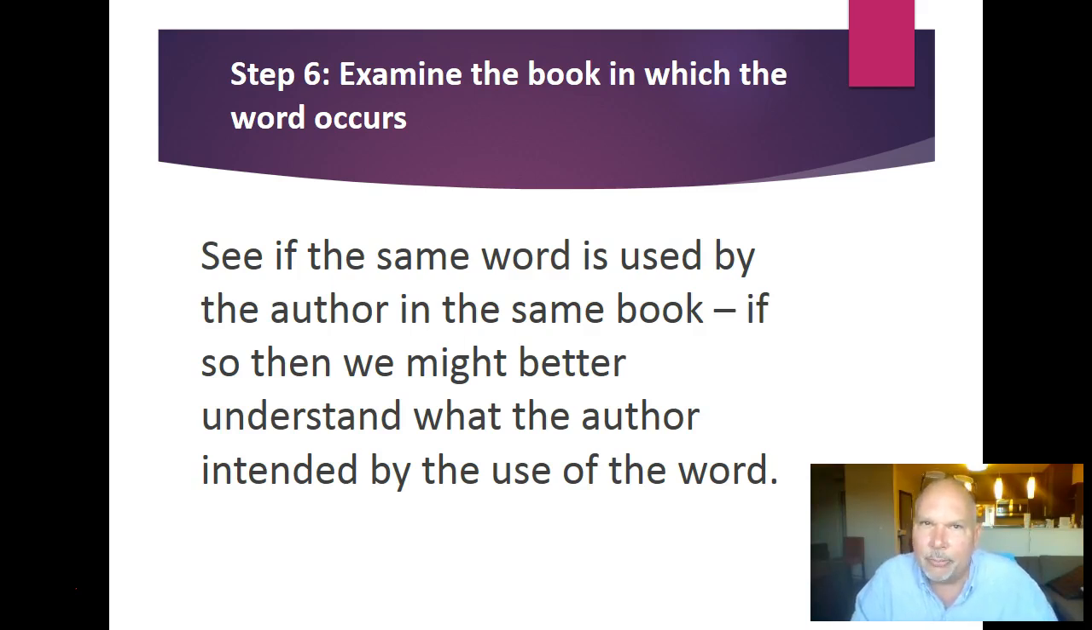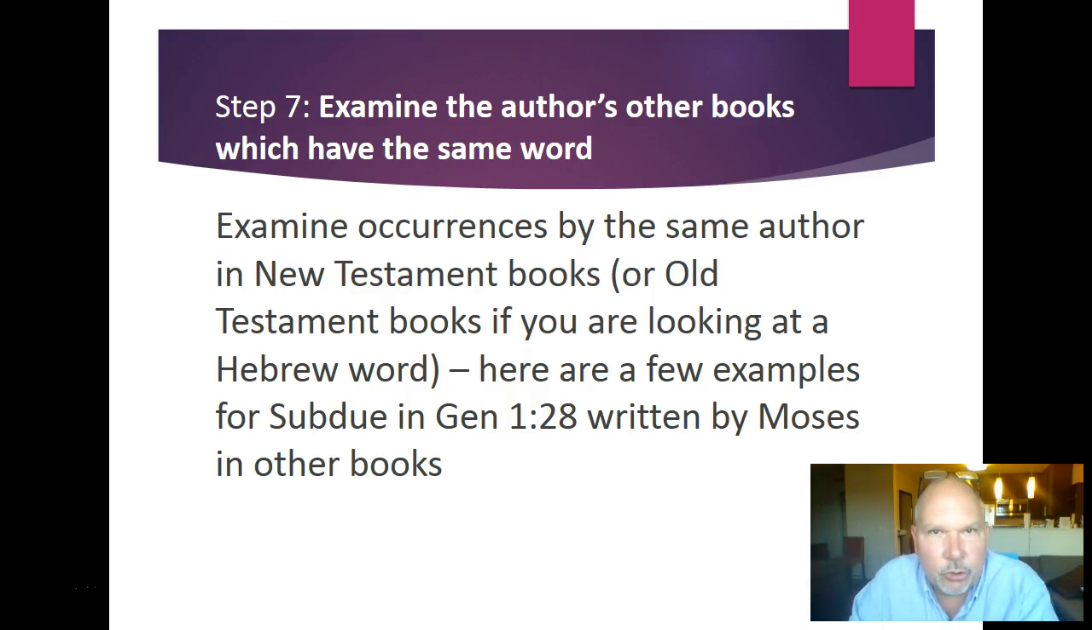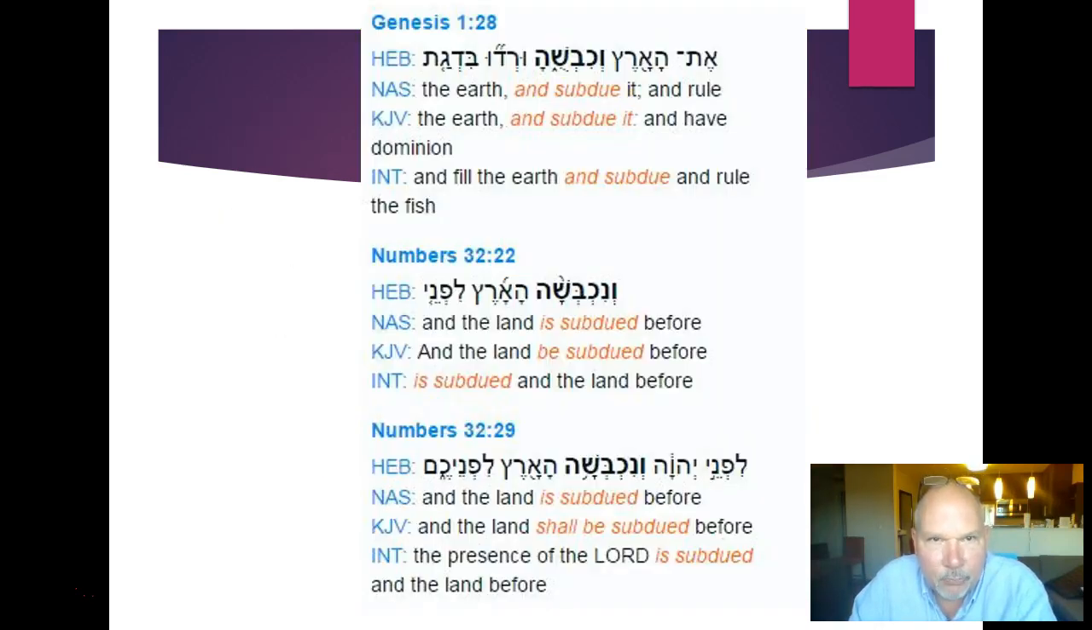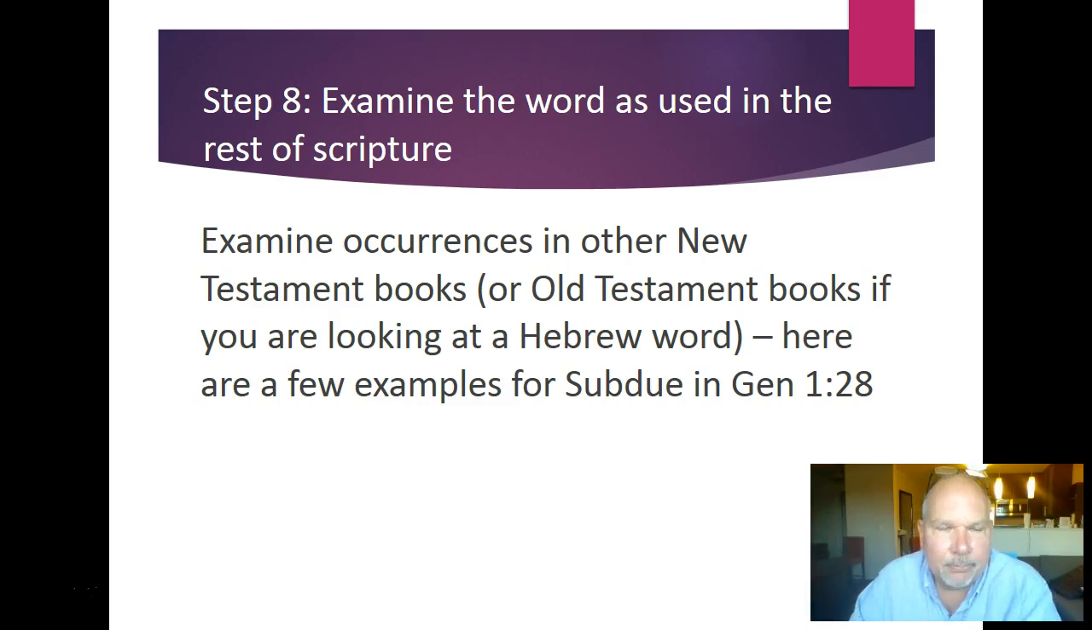So when Moses writes a book and he uses the word subdue, we may find that Moses is the best person to in fact translate his own word for us. So we want to look at other books that Moses wrote in order to give that preferential treatment in our analysis. Next, examine the author's other books which have the same word. So in this, Genesis for step 6 and the rest of the Pentateuch for step 7. So here we see Genesis 1:28 uses the word, Numbers 32 uses the word in verse 22 and 29.